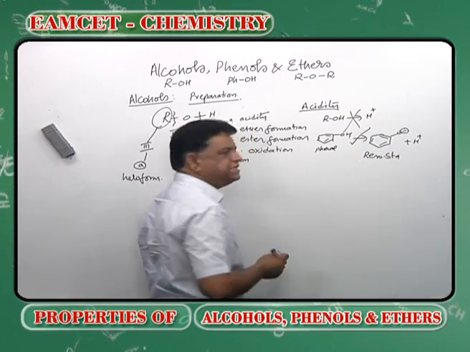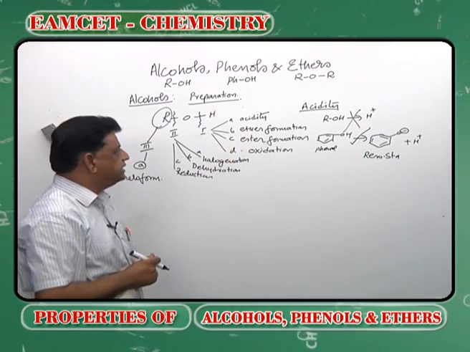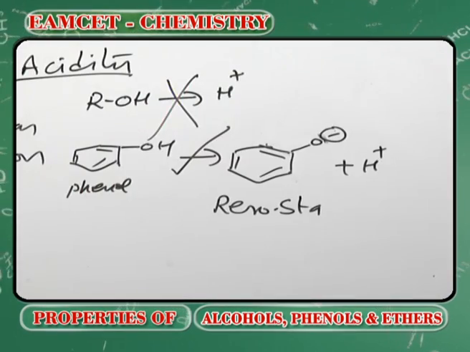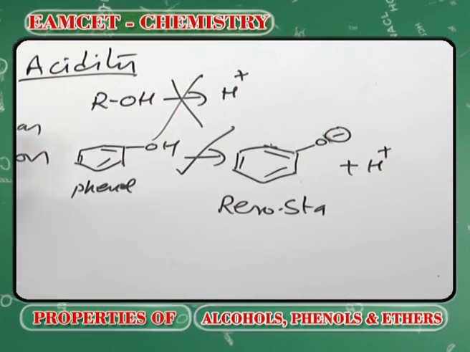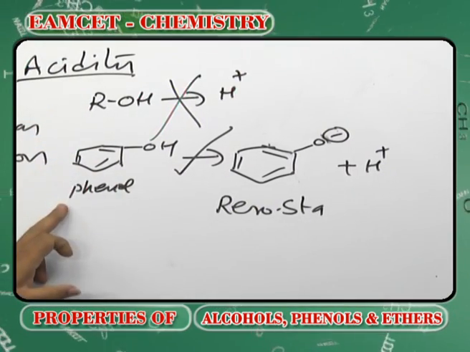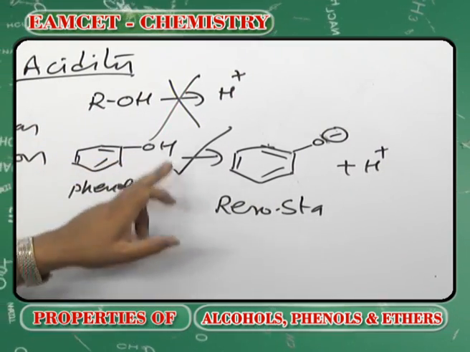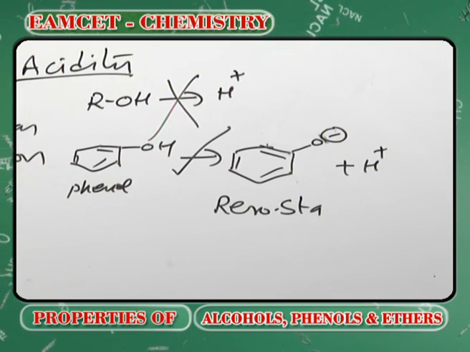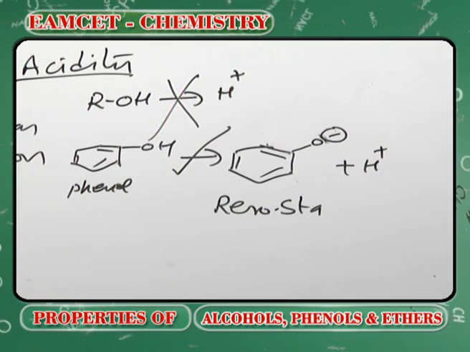Therefore, the process is ready. So, I can ask a question: in which of the following will the proton be liberated easily? Alcohol, phenol, or ether? Ethers cannot donate. These two have a chance, of which the phenols donate the proton. That too, comparatively, phenols are weak acids.